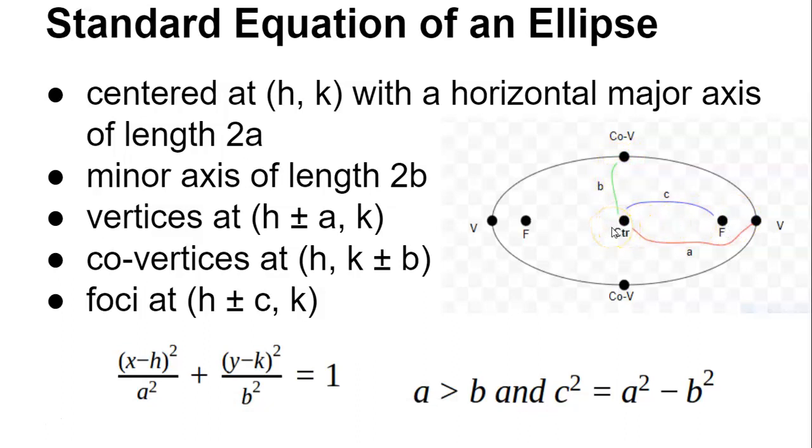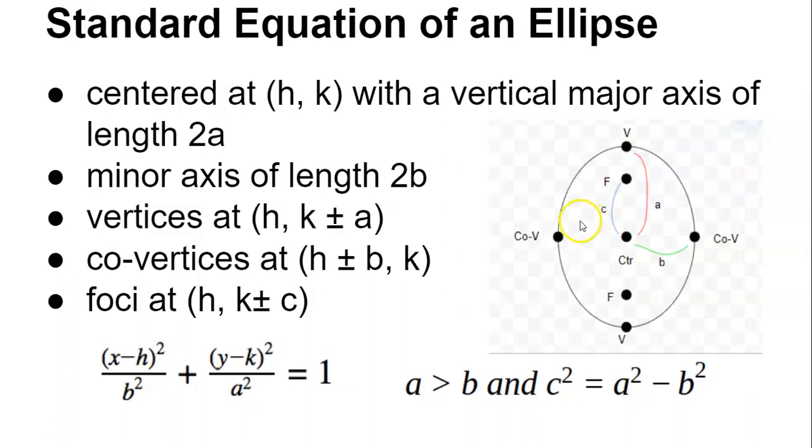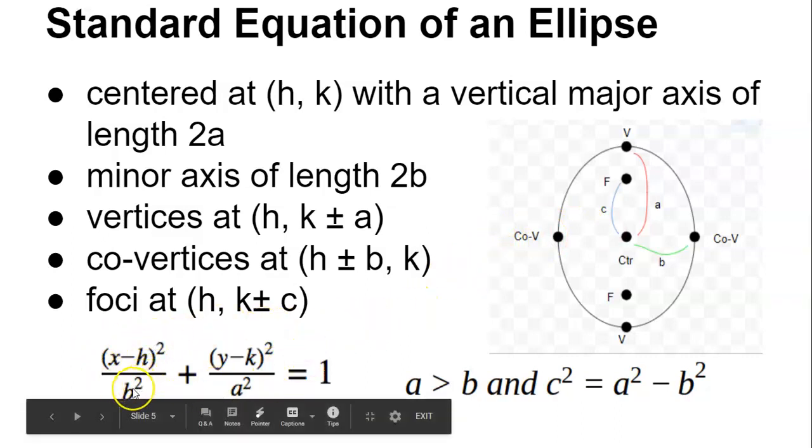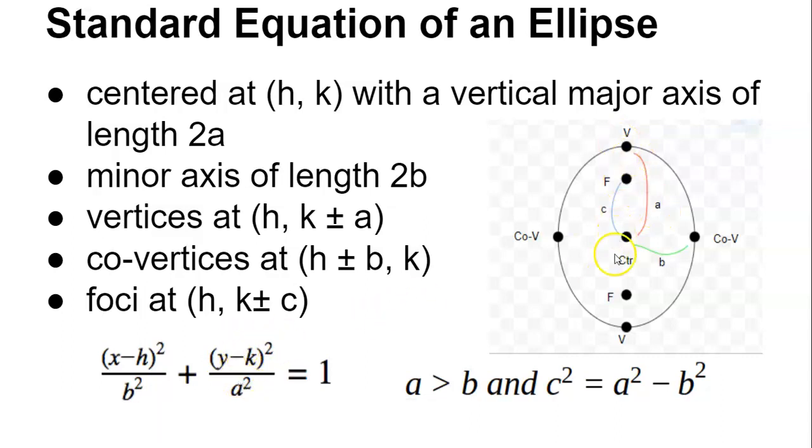The only thing that changes when you go into the vertical ellipse, or the football that's on the tee, and that's this case here, is that in the standard form equation you just move the b squared underneath the x part that's being squared, and the a squared underneath the y part that's being squared. Why? Well, in this case, the longer part is in the y direction. This is the longer part. This is the major axis.